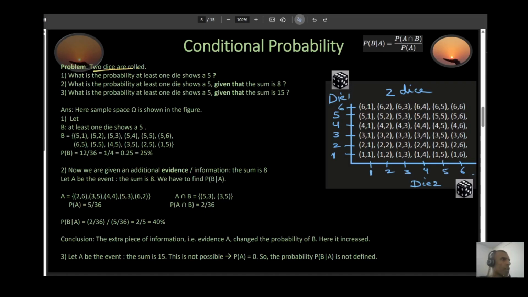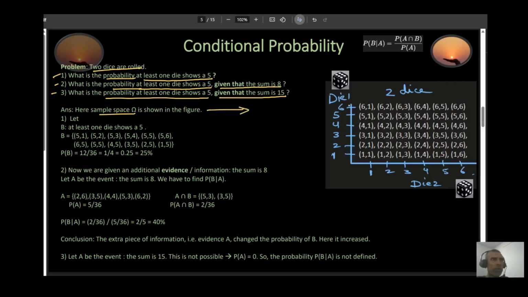Suppose two dice are rolled. Question number one, what is the probability that at least one die shows a 5? Question number two, what is the probability that at least one die shows a 5 given that the sum is 8? Question number three, what is the probability that at least one die shows a 5 given that the sum is 15? Now here, my sample space is shown in the figure towards the right, this one right here.